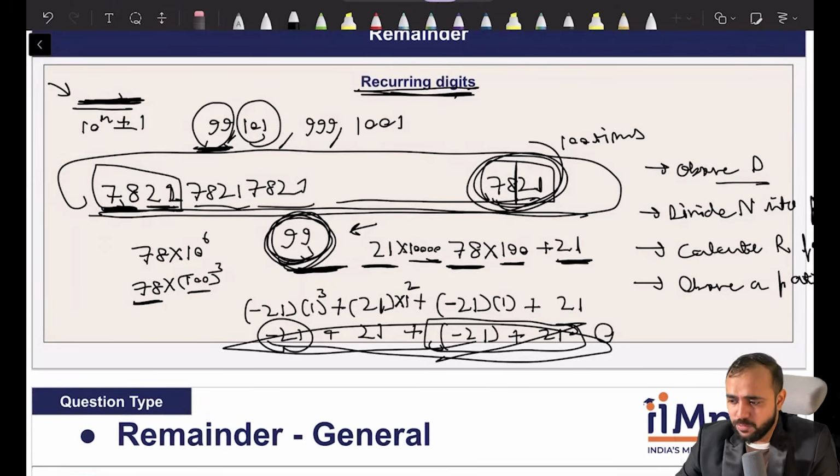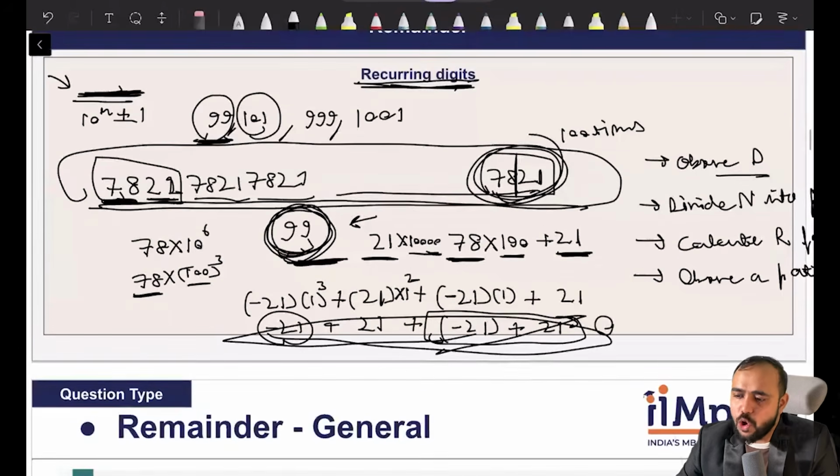78 plus 21 will give you 99. So I hope that's clear. This is highly, highly unlikely to come. People do ask this in mocks, but if you look at actual CAT questions, we will be shocked if something like this comes in the CAT exam.